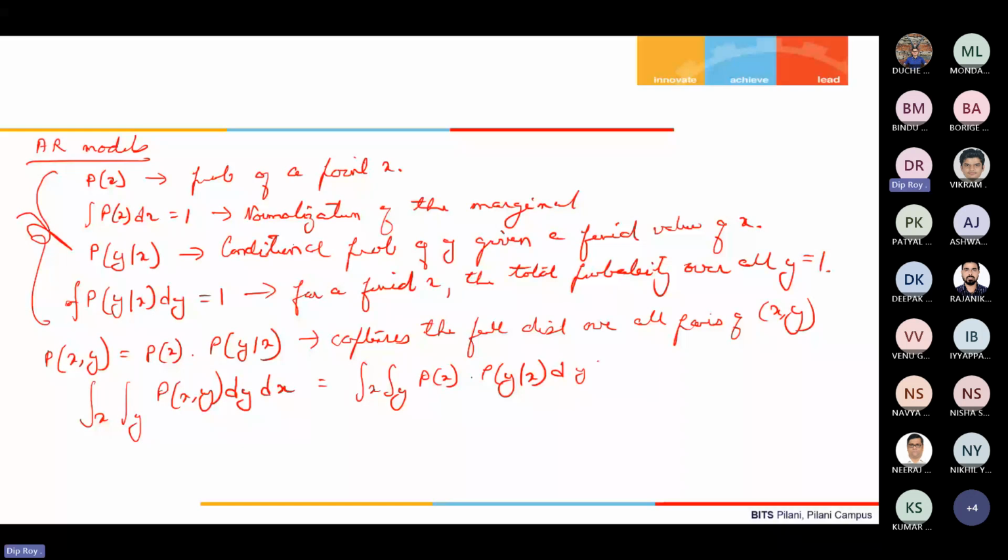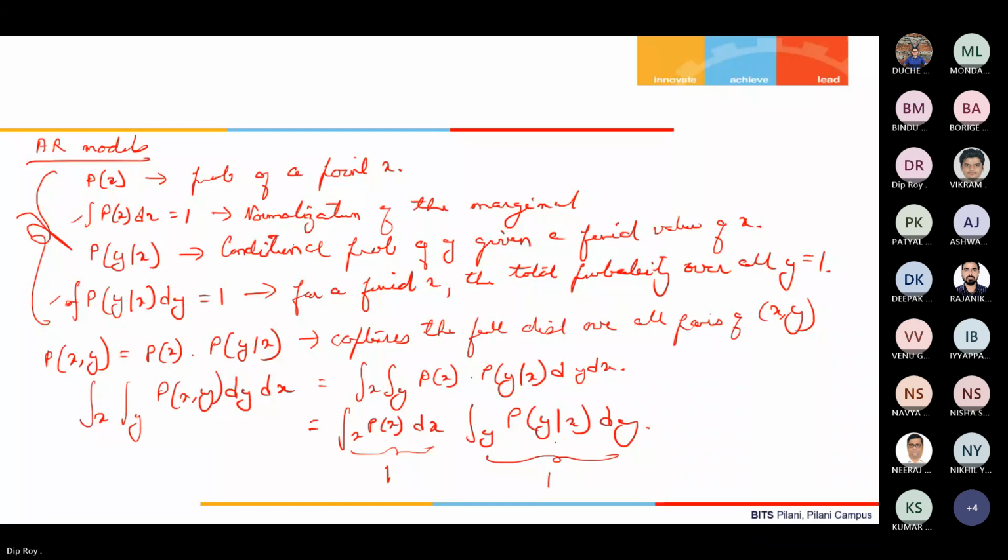Right? And this can further be rearranged like this. And now you see a nice thing happening here. This particular term here is 1. This particular term here is 1. We have seen this. And this is actually 1. All right. So that means the total probability over all x and y is equal to 1.